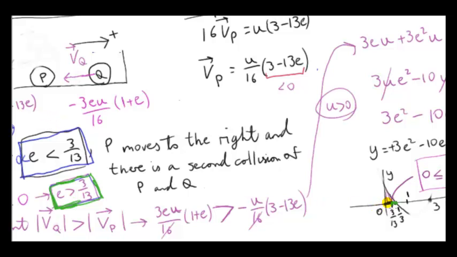So when e is in the blue region, p moves to the right, and there's certainly going to be a collision. And when e is in the green region, between 3/13 and 1/3, p is moving to the left, but q catches up with p. And if we take values of e between 1/3 and 1, well, in that situation q will not collide with p. So obviously p is moving to the left faster than q is.